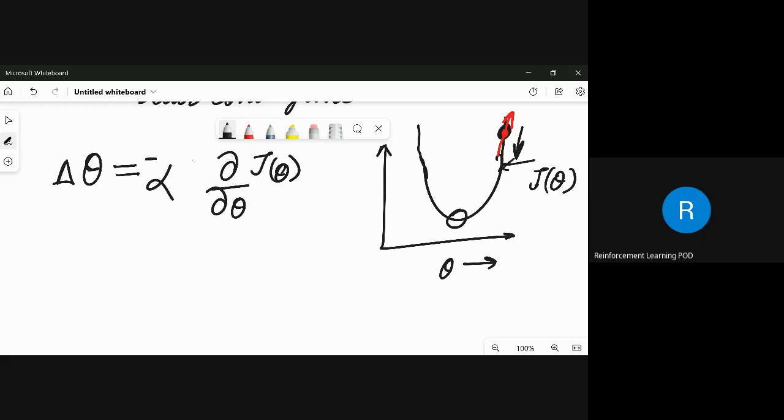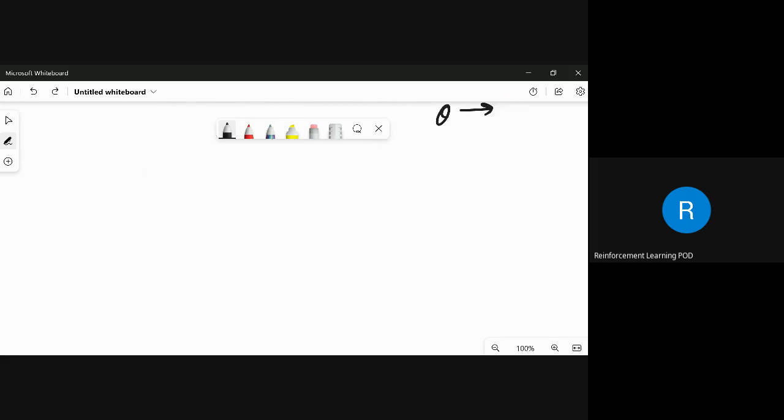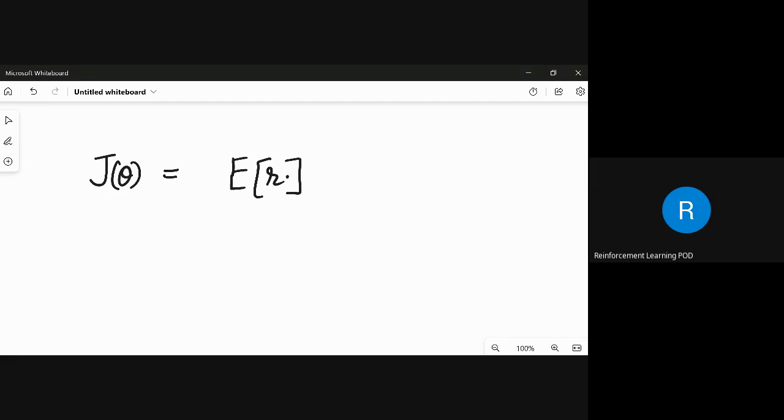Here the problem is quite opposite. Before we move there, first of all, within our context, we need to find out J theta. What is the objective function? This is how we define it. J theta is equal to the expectation of R, that is your reward, right? So this is our objective function, and mind that instead of decreasing it, we want to increase it. We want to find theta so that this quantity is maximized.